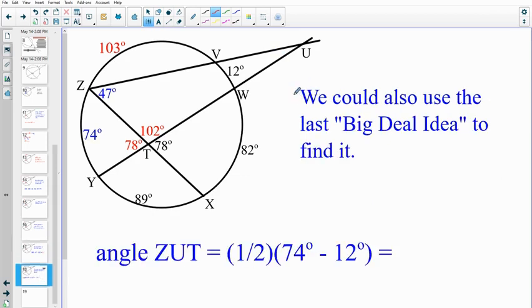Or I can notice that this angle has two intercepted arcs on the circle. The angle is outside of the circle. So I can say that this angle, angle ZUT, must be equal to half of the difference between the intercepted arcs. 74 degrees minus 12 degrees is 62 degrees, and half of 62 degrees is also 31 degrees. Those were the ways that I saw to find this. There may even be other ways that I didn't notice, and there's certainly other ways to go through this entire process. Once we get started, there's lots of ways to go about it.